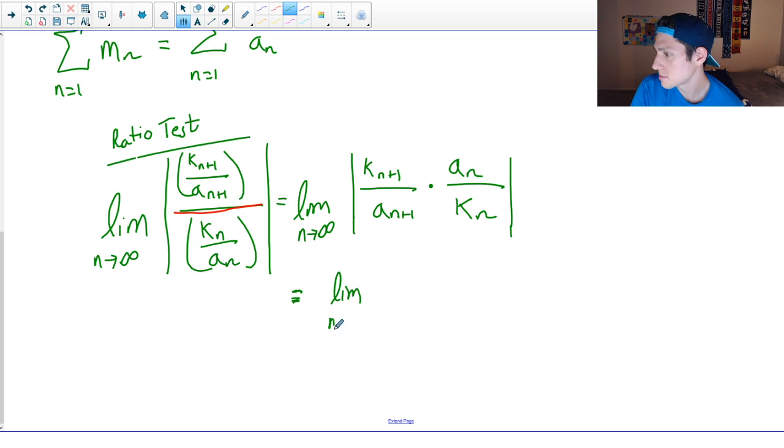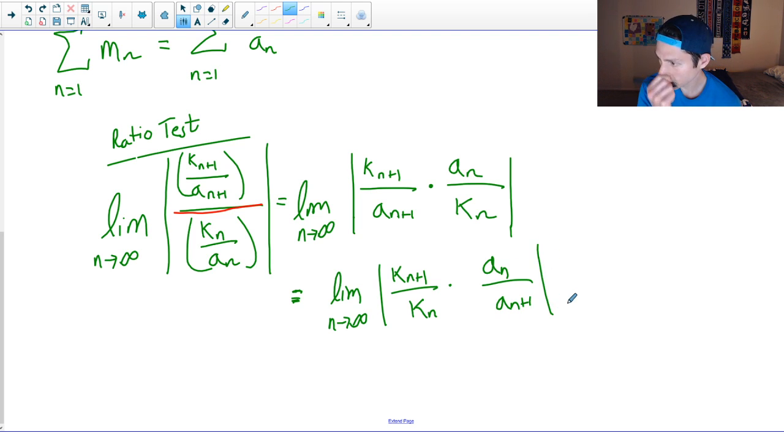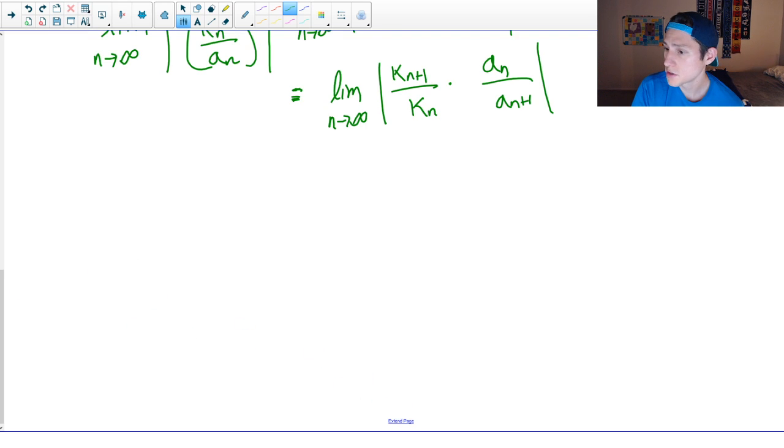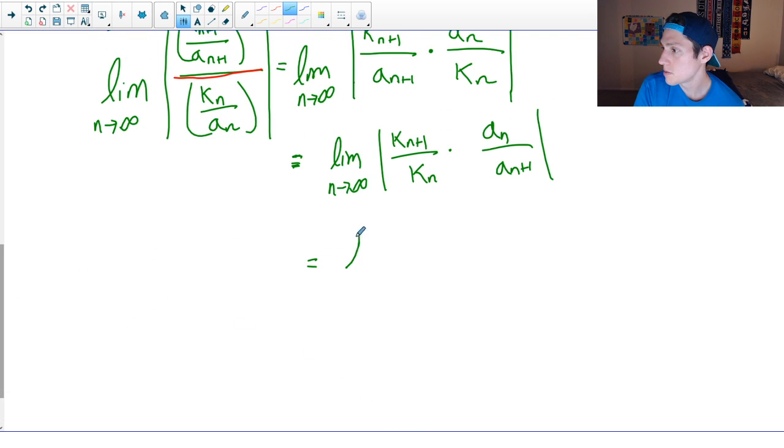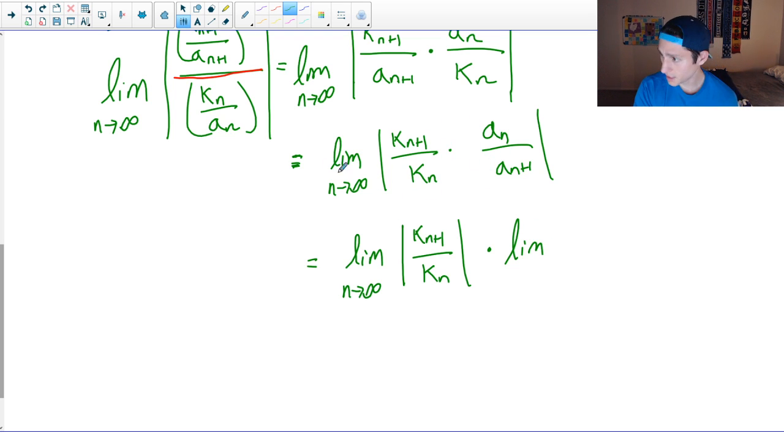Let me rewrite this so that it is kn plus 1 over kn times an over an plus 1. All right, now the interesting thing that we know about limits is that we can split them up. Since there's a product inside of the limit, I can split this up then as the product of two limits.